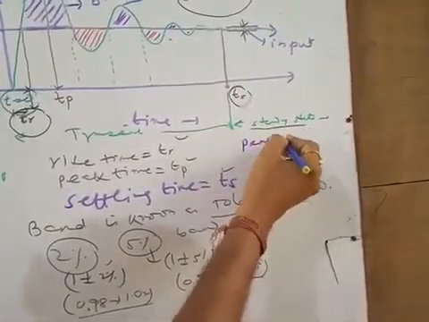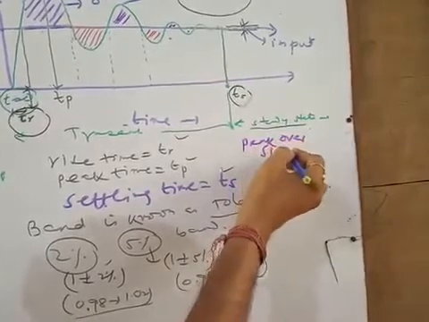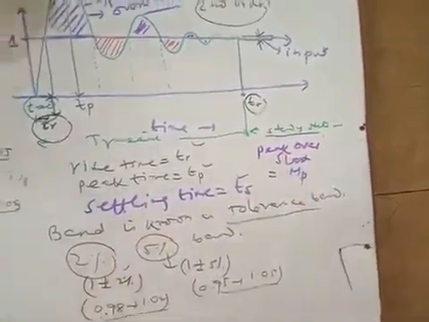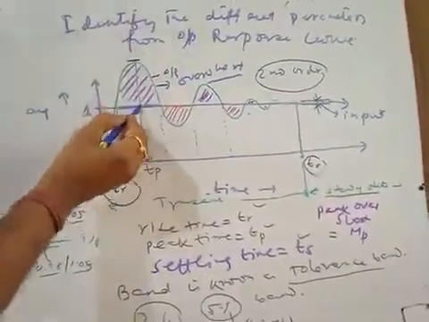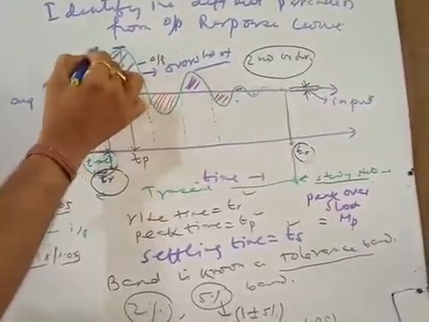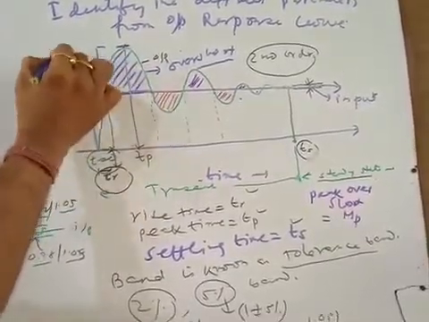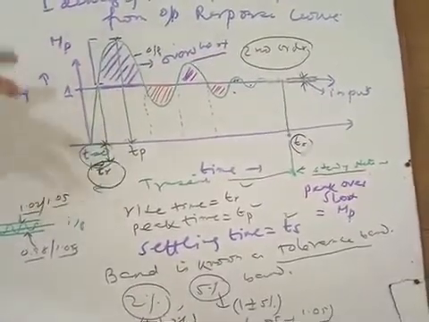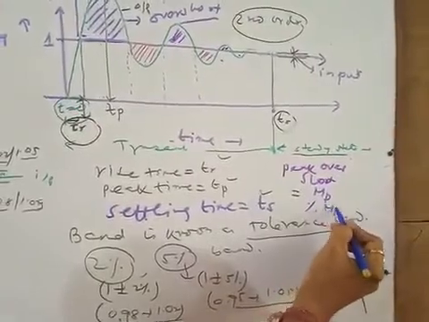Peak overshoot. Peak overshoot is equal to MP. Peak overshoot means the difference between this point and this point, right? So if this is actually MP, this is normally denoted in percentage peak overshoot. That means normally this is denoted by percentage MP, right?